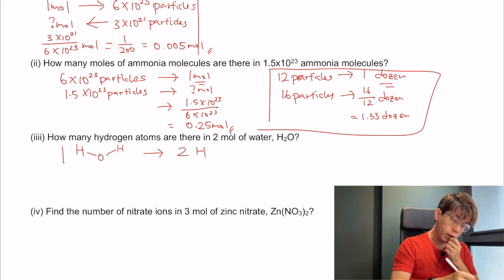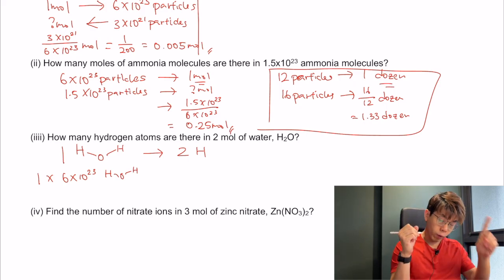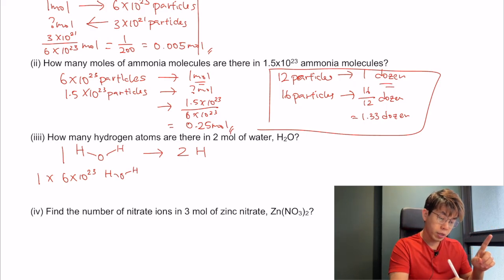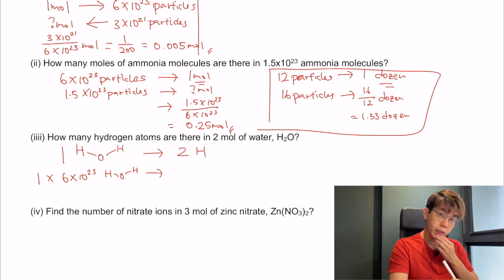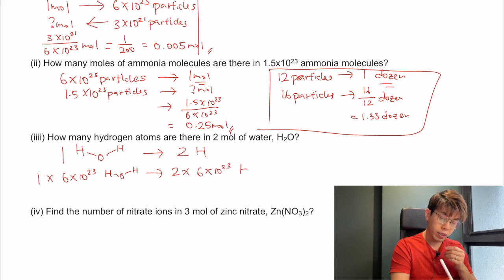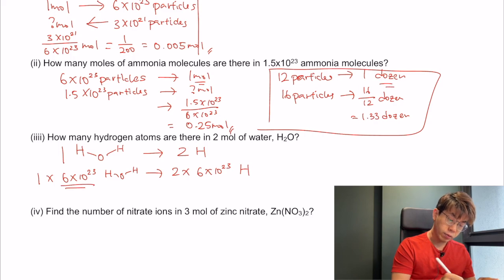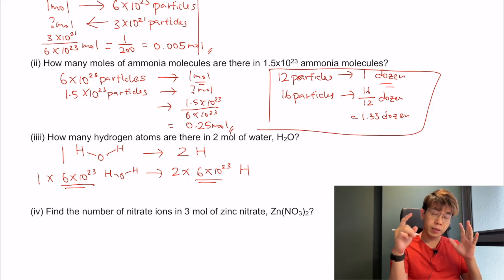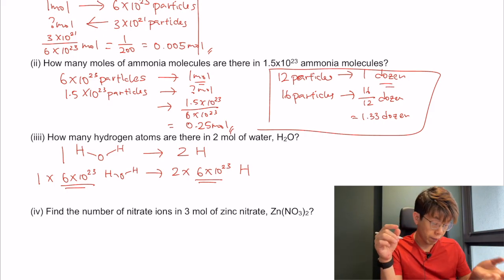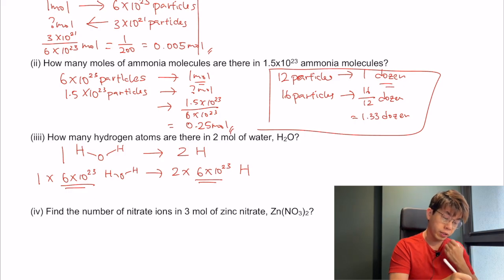So what happens if I have 1 times 6 times 10 to the power of 23 H2Os? If I have one H2O, I get two hydrogen atoms, but now I have 6 times 10 to the power of 23 of them, so you guessed it right, 2 times 6 times 10 to the power of 23 H atoms. Now we know that this number, 6 times 10 to the power of 23, Avogadro's number, is the number of particles in 1 mole, so I can substitute that with the word mole.